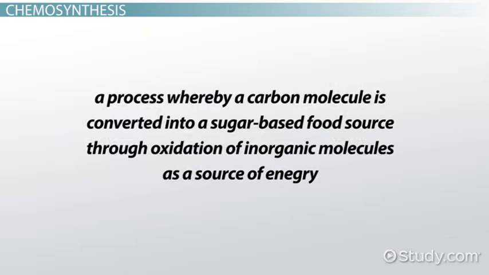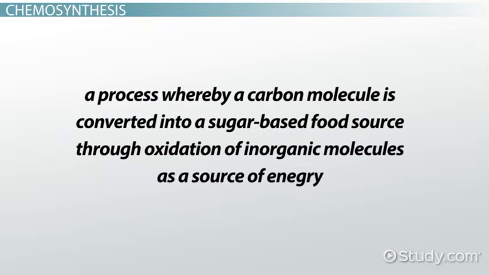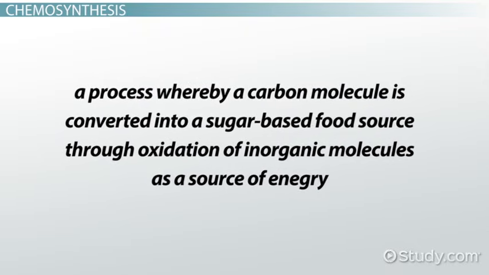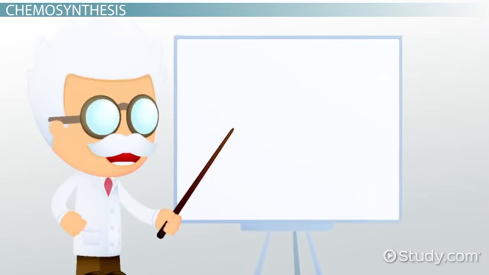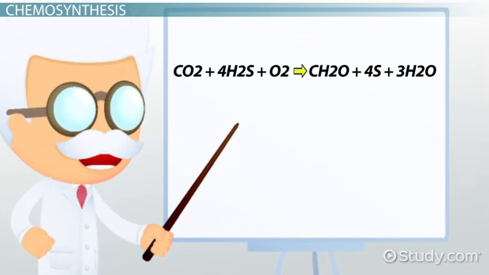Chemosynthesis is a process whereby a carbon molecule is converted into a sugar-based food source through the oxidation of inorganic molecules as a source of energy. As just one example of this process, the following formula can be used. On the left side, we have our raw ingredients. They are oxygen, a carbon molecule, in this case it's carbon dioxide, and an inorganic molecule, in this case hydrogen sulfide. We mix our ingredients together and they produce a sugar, the CH2O, water and sulfur.